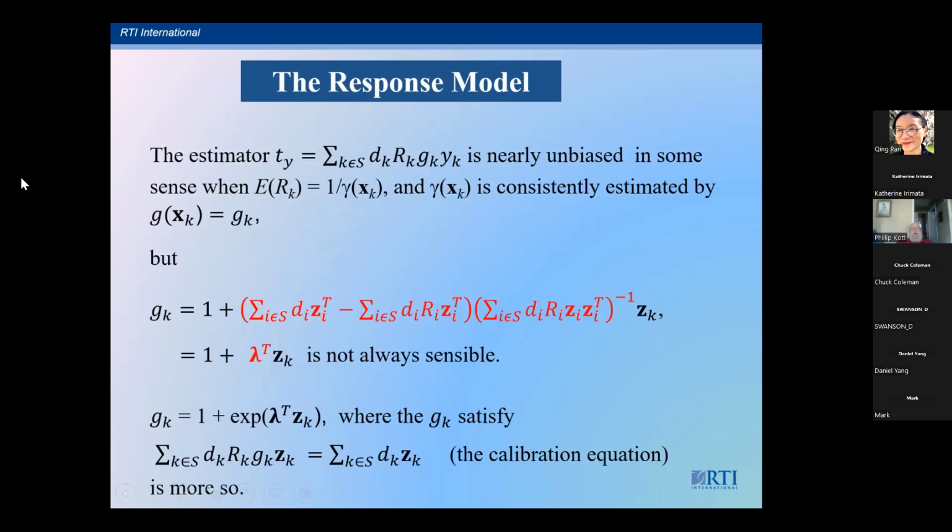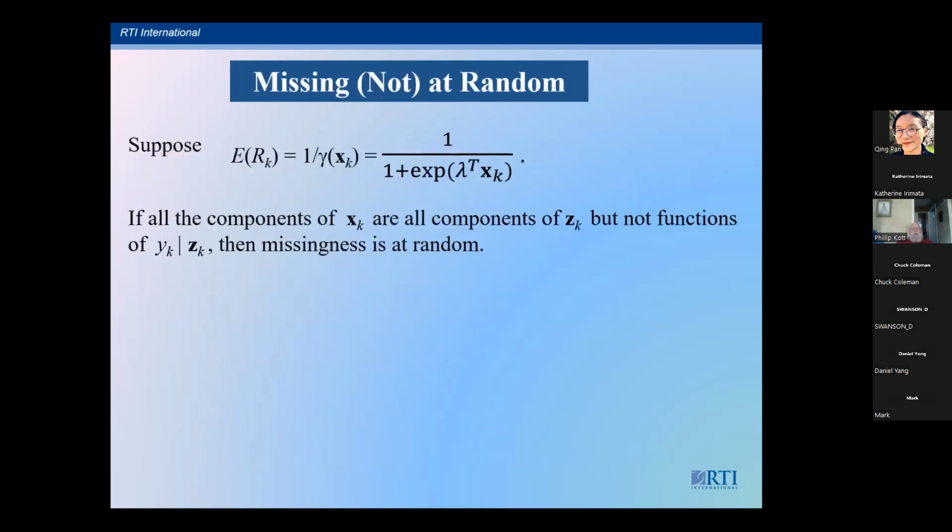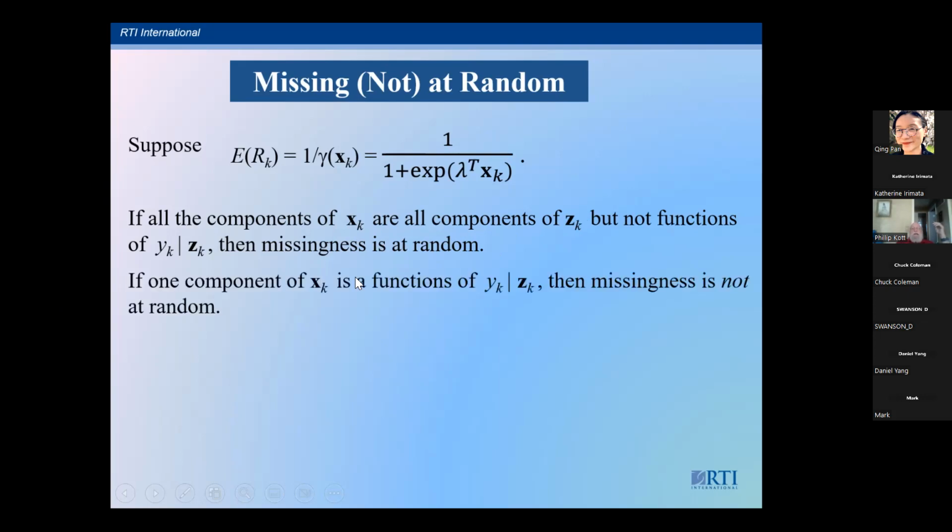Now, remember I said gamma is a function of x, and then quickly I made it z again. Well, it doesn't have to be. Suppose it's a logistic function of some x, where the number of components of x is the same as the number of components of z's. If all the x's were functions of z's but not of y given z's, then it would be missing at random. If some of these x's were functions of y given z's, then missingness is not at random.